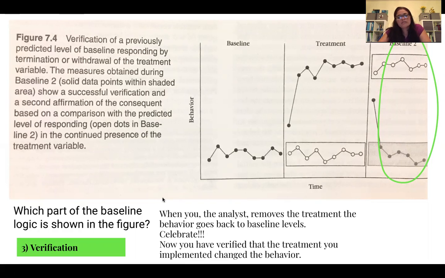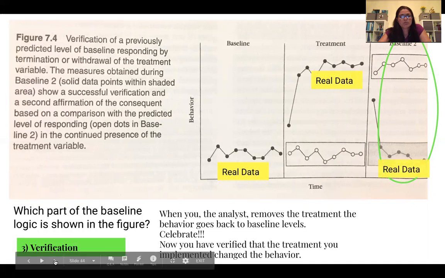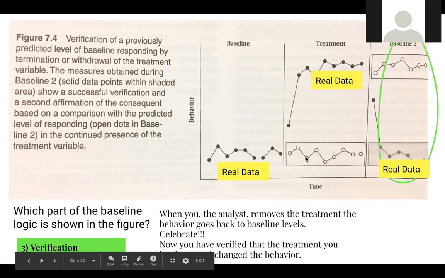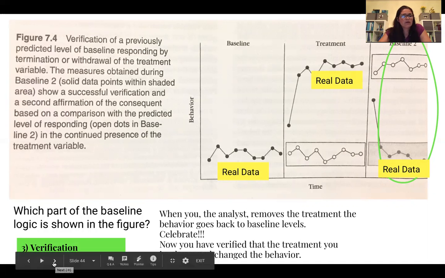So which one is the real one? Which one is the real data? The solid data points. We know this. By the end of today, we're going to know this for sure. Solid equals real, real equals solid. And which one is this one? The blank ones. We said we were going to call it blank ones, right? Solid data points and open dots. That's the way they call it. That one is not real.